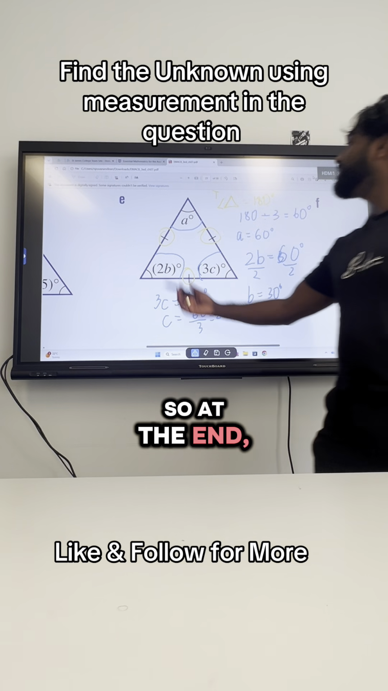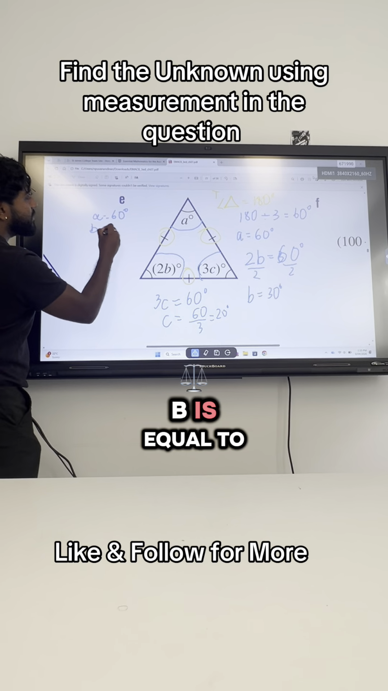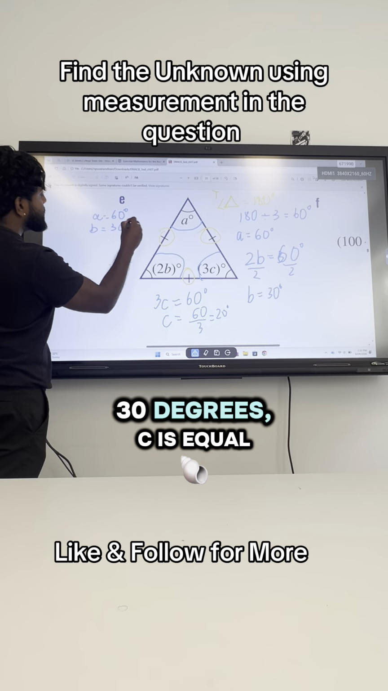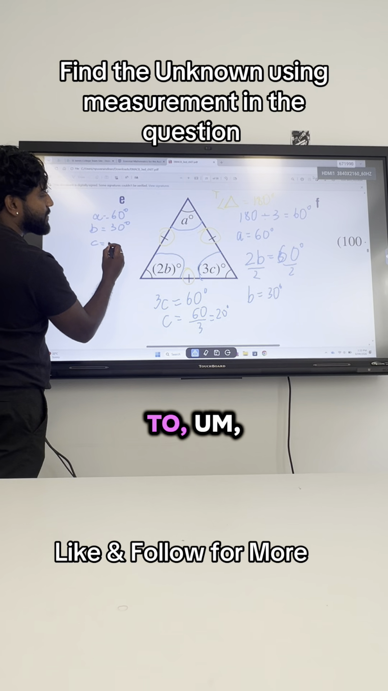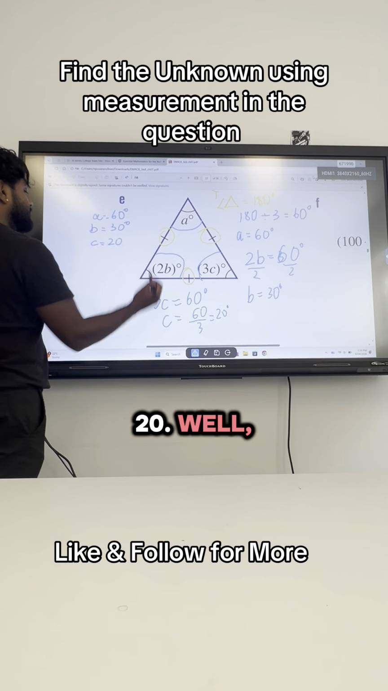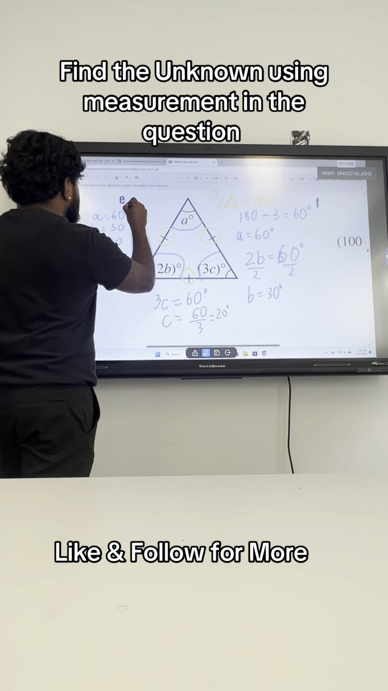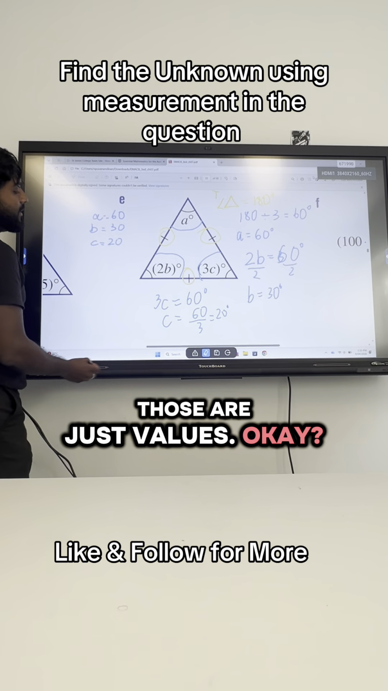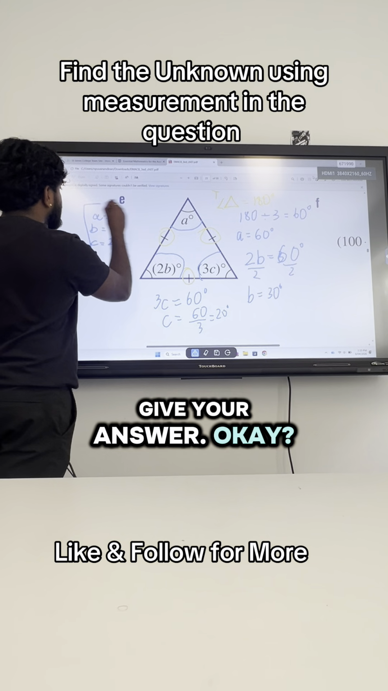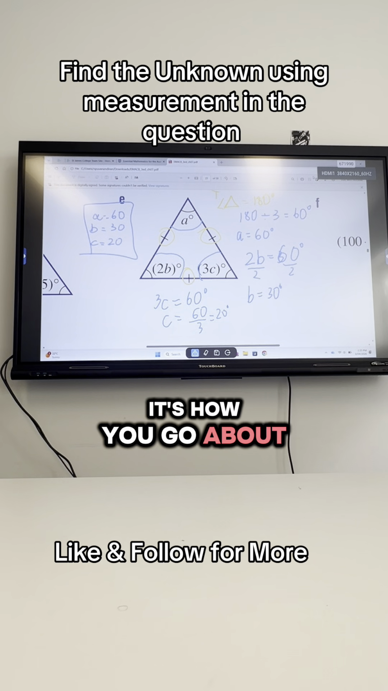So at the end, you need to then write A is equal to 60, B is equal to 30 degrees, C is equal to 20. Well, technically we shouldn't have the degree sign, but those are just values. And that's how you give your answer. At the end, you need to write that down. That's really, really important. That's how you go about that question.